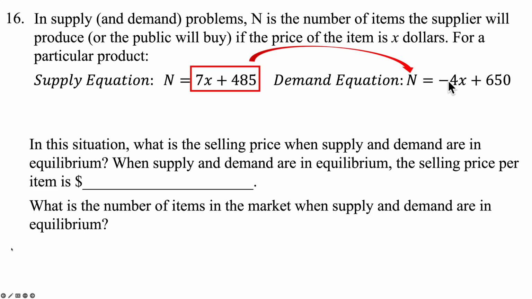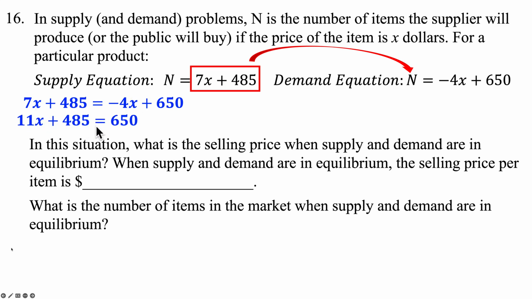Okay, take this 7x plus 45, put it into that n, since that's what capital N equals. All right, negative 4x is the smallest. Add the 4x over, that makes it 11x. Subtract over the 485, that gives me 165. 650 minus 485, 165. Divide over the 11, x equals 15. The price is $15.